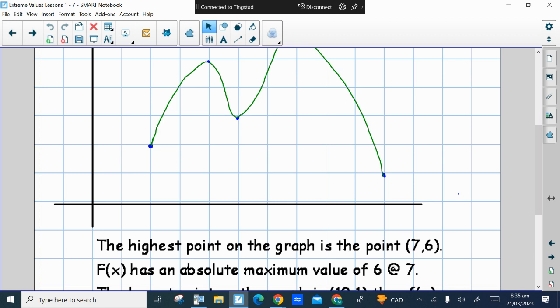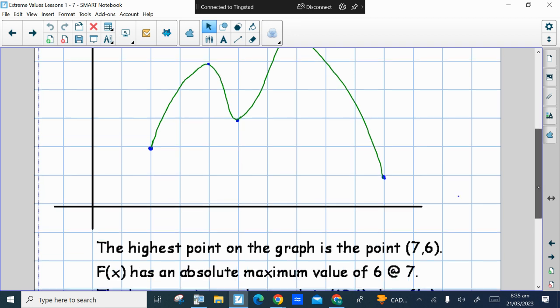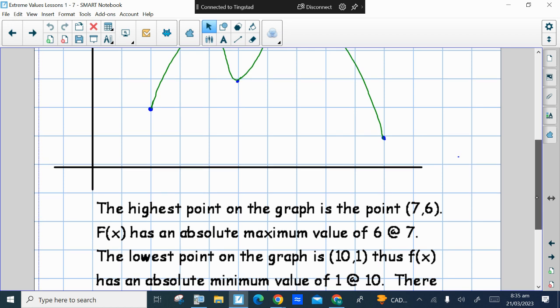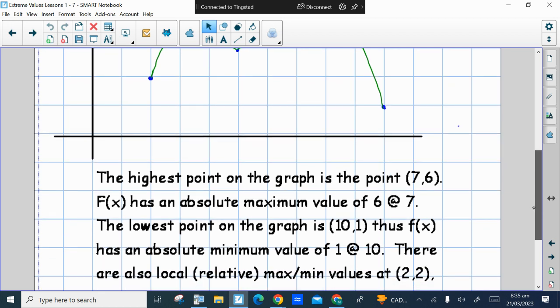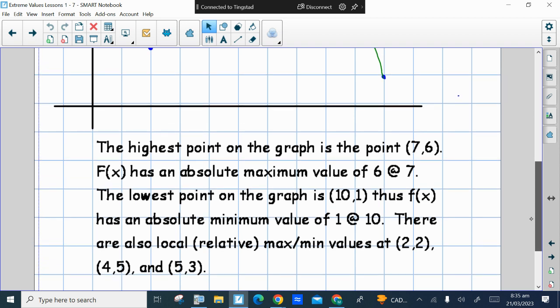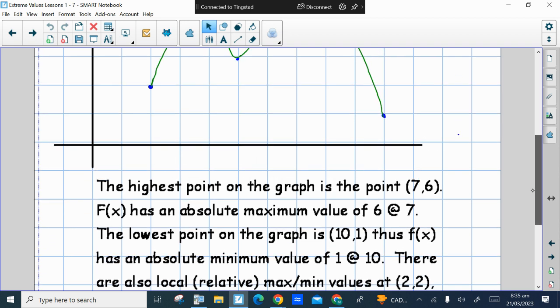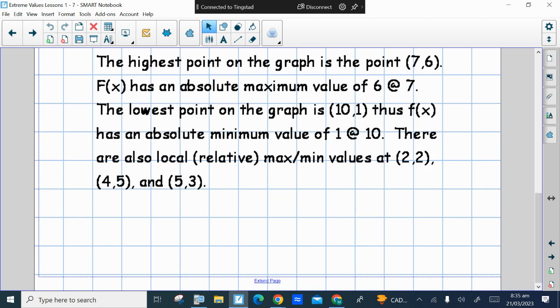So we say that f has an absolute maximum of 6, and that occurs at x equals 7. The lowest point of the graph is (10, 1), so f has an absolute minimum of 1. I said (0, 1), it's (10, 1). Absolute minimum value of 1 at 10. There are also relative max and min values at (2, 2), (4, 5), and (5, 3). So we can see all those points on that graph.